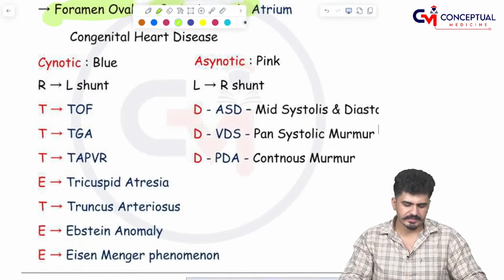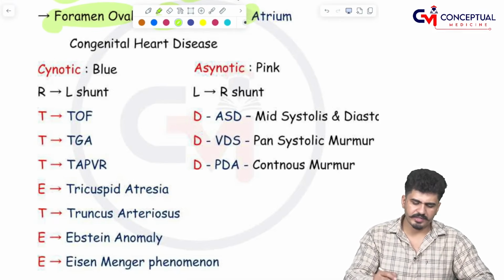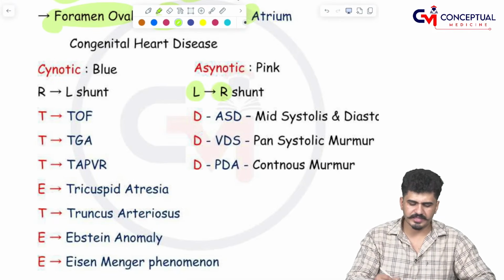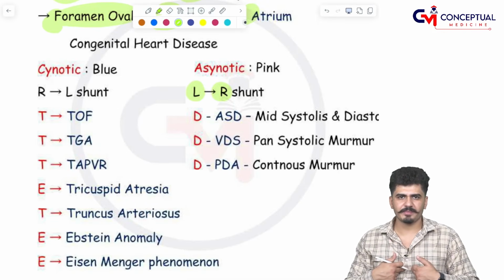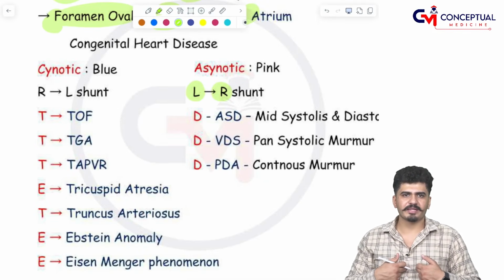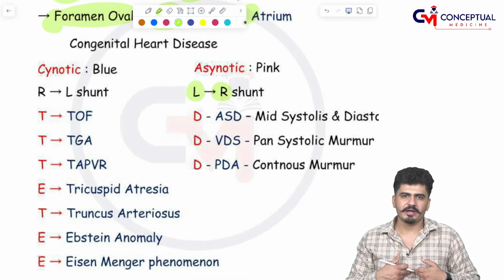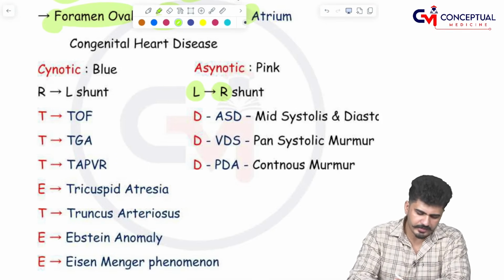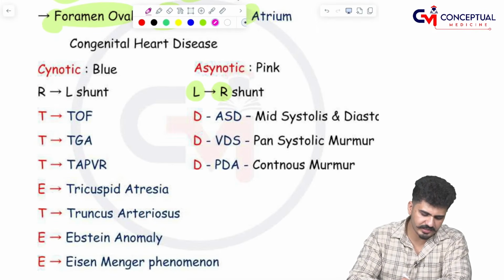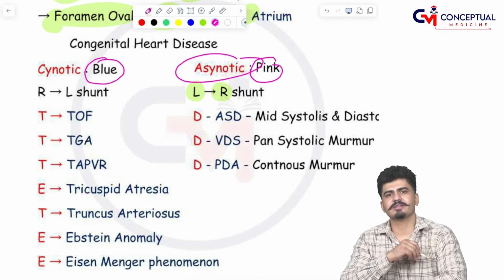Okay, congenital heart disease we have divided into cyanotic and acyanotic. Sir, in acyanotic, the blood goes from left side to right side. In cyanotic, the blood is going from right side to the left side. If deoxygenated blood on the right side goes to the left side, there will be cyanosis. So cyanosis is seen with the right-to-left shunt, and acyanotic pink color may be seen with the left-to-right shunt.